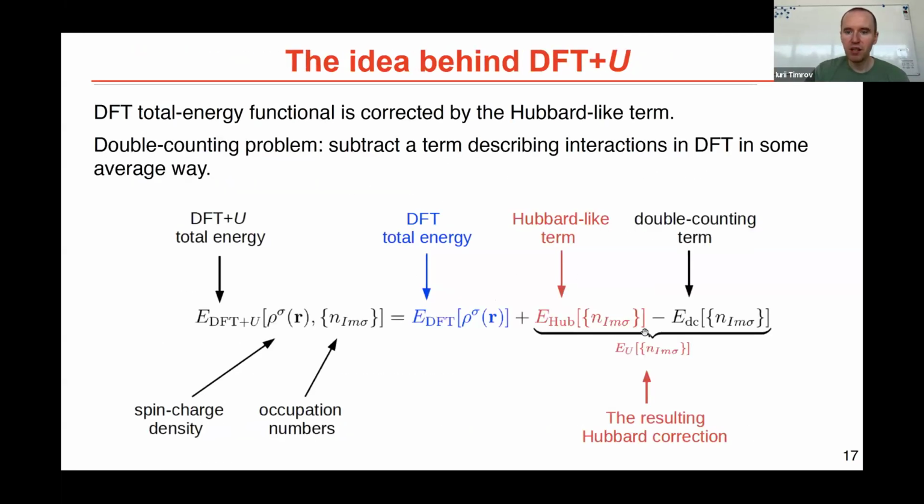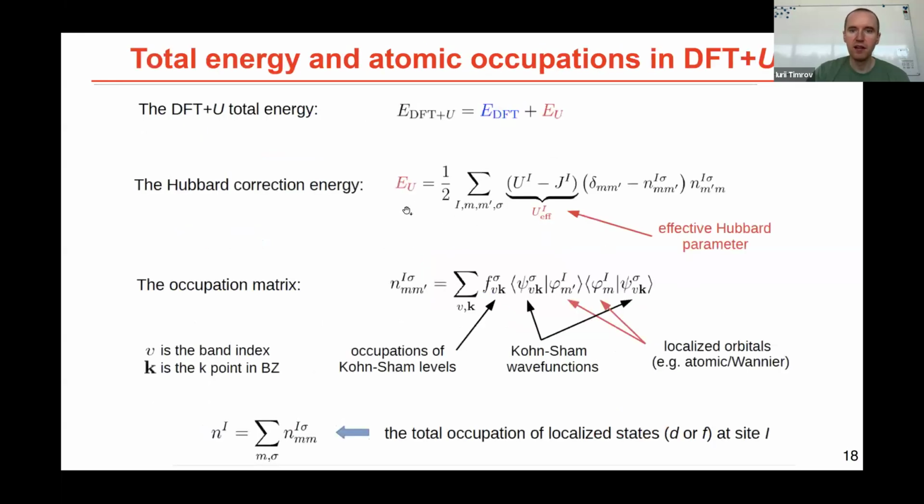Now we can massage the red term and the black term a little bit. We can mathematically manipulate them and rewrite them as one term, and that term would be E of U. It's shown here. So this Hubbard correction energy mathematically looks like this. It's 1/2, nothing special. Then we have a summation over I, M, M prime, sigma.